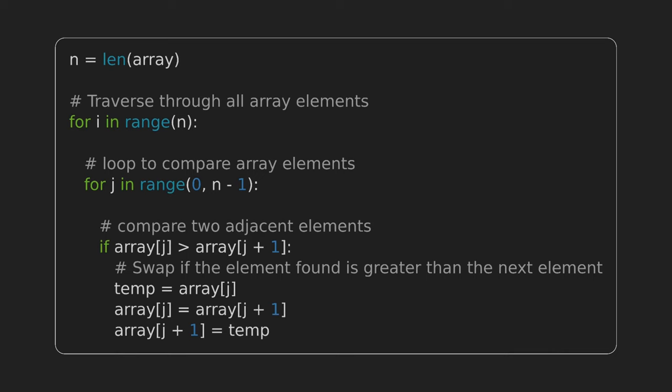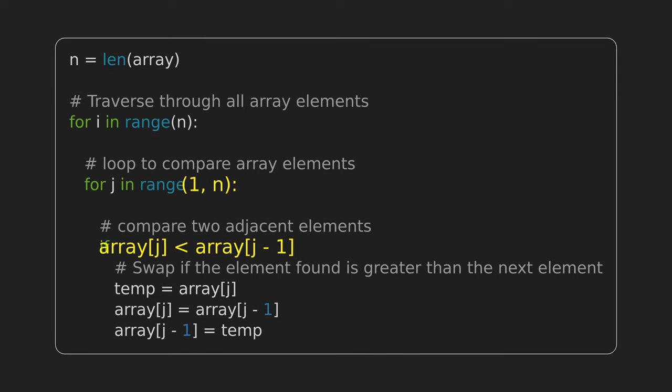Before moving to the next part, I just want to mention something else too. Here in the second loop, the j's value starts from 0 to n minus 1, and based on that, we are comparing each item with the next one. The j value can also start from 1 to n, but in this case, we need to compare each item with the previous item.